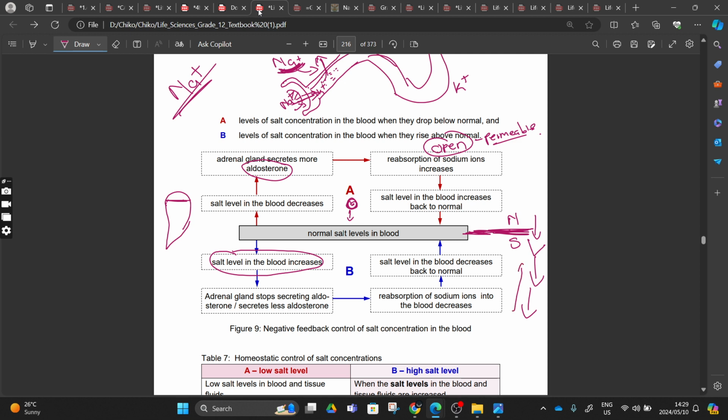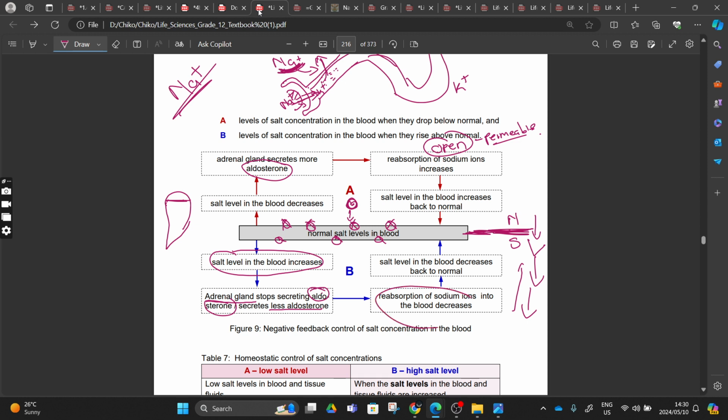Maintain homeostasis. What you are going to do is send your message to the adrenal gland here. It is going to send the message to stop releasing aldosterone, or release less, because we are fine now. We don't want to overflow our chamber. So our aldosterone is going to stop being released, which is going to close down those openings there.